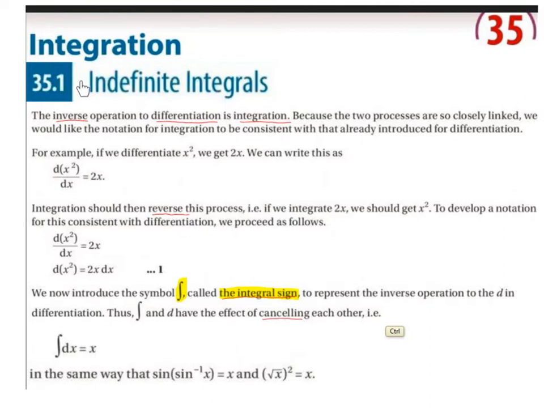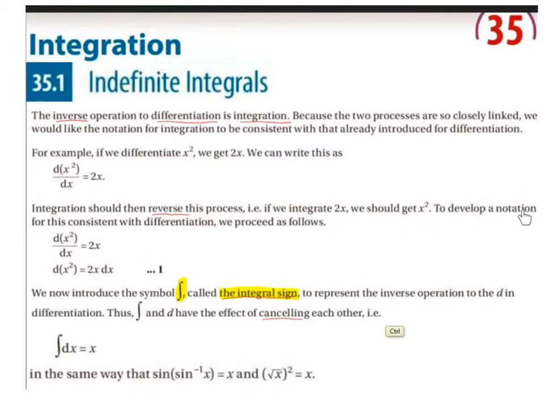Integration. Indefinite integrals. The inverse or opposite operation to differentiation is integration. Because the two processes are so closely linked, we would like the notation for integration to be consistent with that already introduced for differentiation. For example, if we differentiate x squared, we get 2x. We can write this as d/dx of x squared equals 2x. Integration should then reverse this process, i.e., if we integrate 2x, we should get x squared.